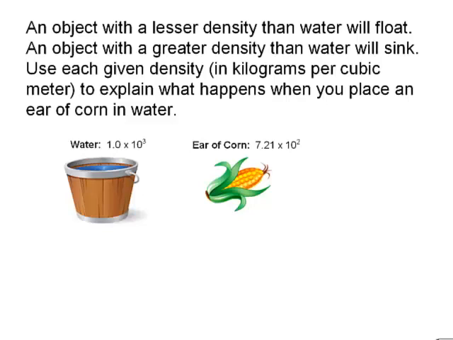An object with a lesser density than water will float. An object with a greater density than water will sink. Use each given density in kilograms per cubic meter to explain what happens when you place an ear of corn in water. So what's this problem about?